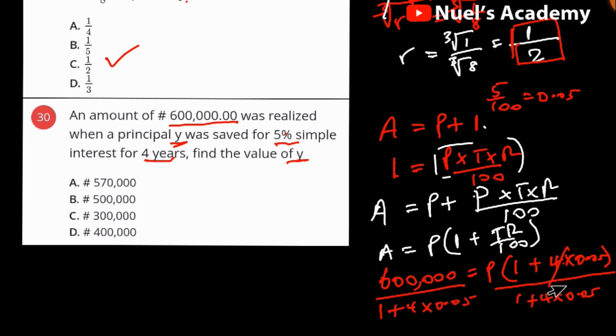So this and this will cancel. And if you punch this in your calculator, 600,000 over this, we are going to get that P is equal to 500,000, and then whatever unit this is. So we see that option B is the correct answer to this question.